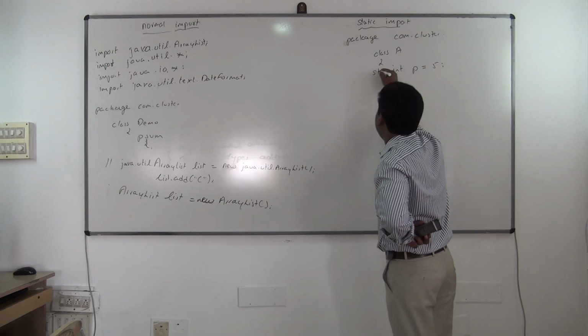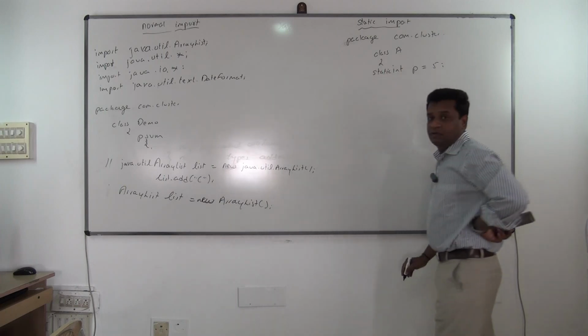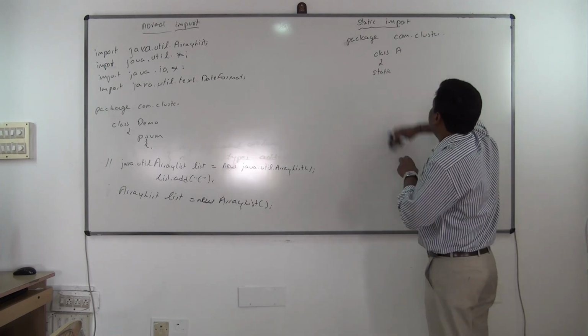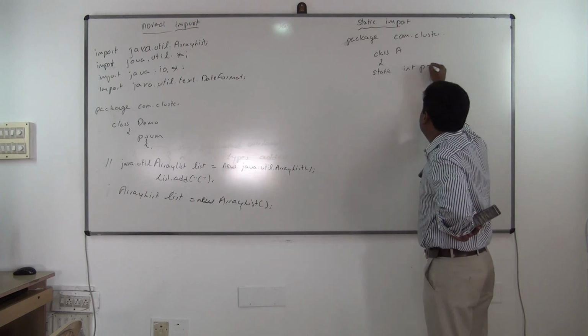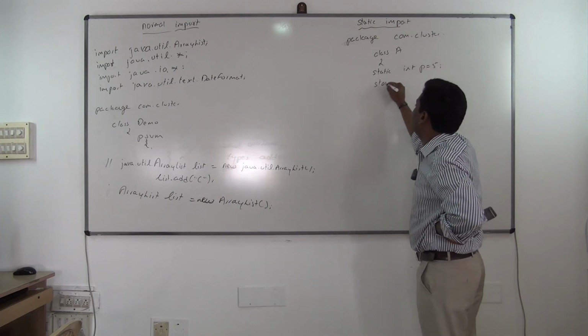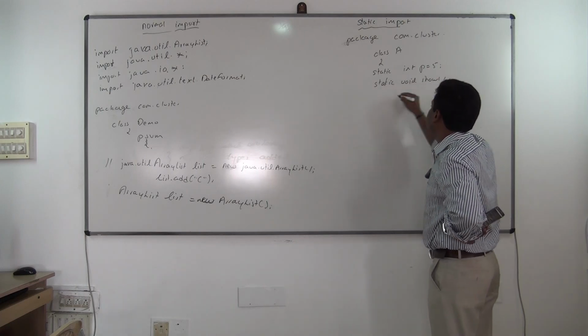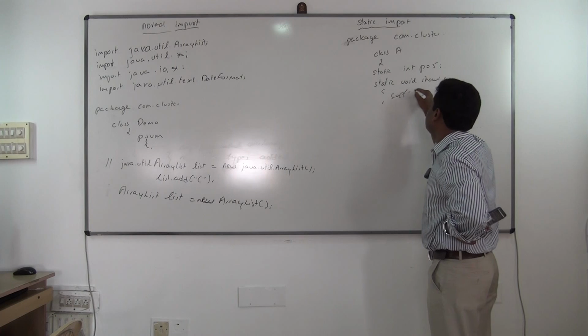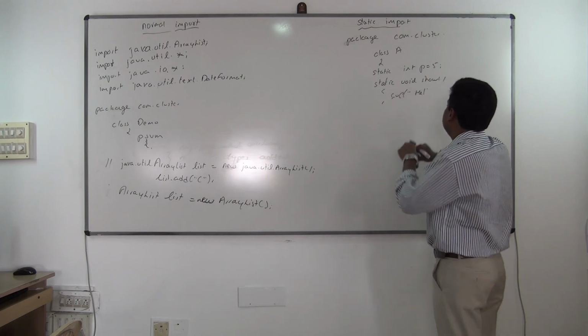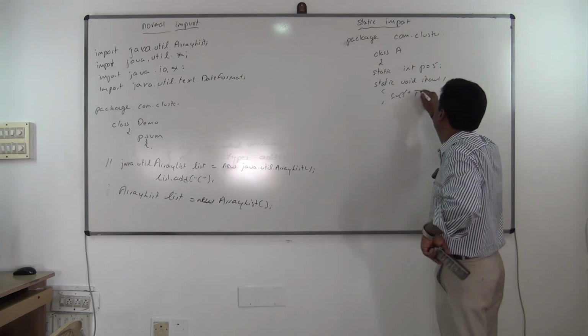Static int p is equal to 5. I'll declare one variable. And also I'll have one static void show method. Yeah, you can have static members. You know that a class can have static members. Inside show, I'll print something.